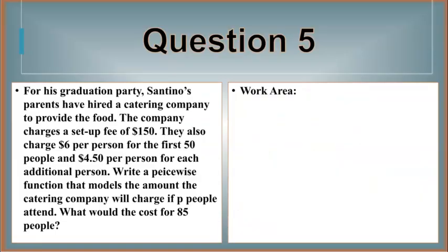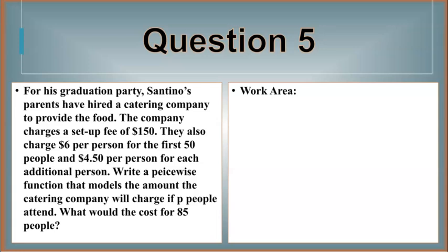Question 5. For his graduation party, Santino's parents have hired a catering company to provide the food. The company charges a setup fee of $150. They also charge $6 per person for the first 50 people and $4.50 per person for each additional person. Write a piecewise function that models the amount the catering company will charge if P people attend. What would the cost for 85 people be?